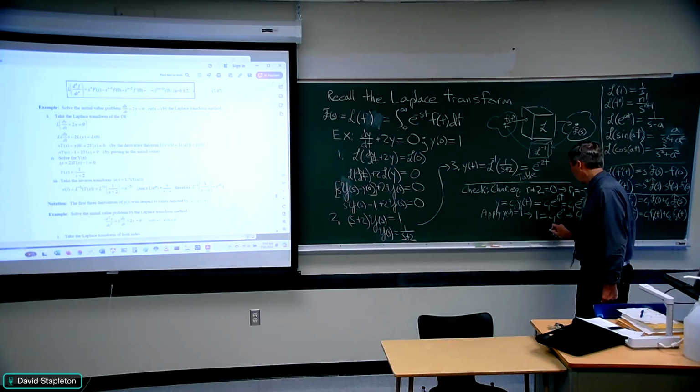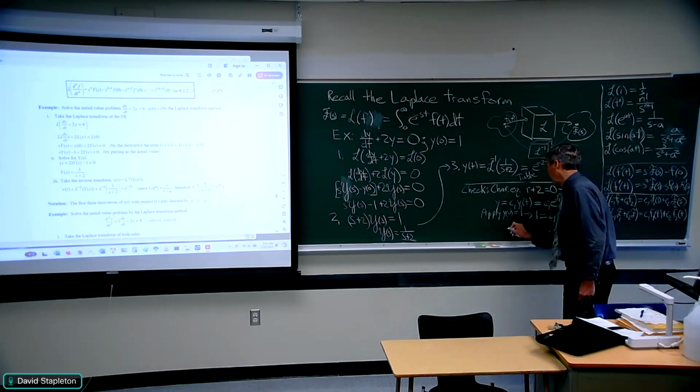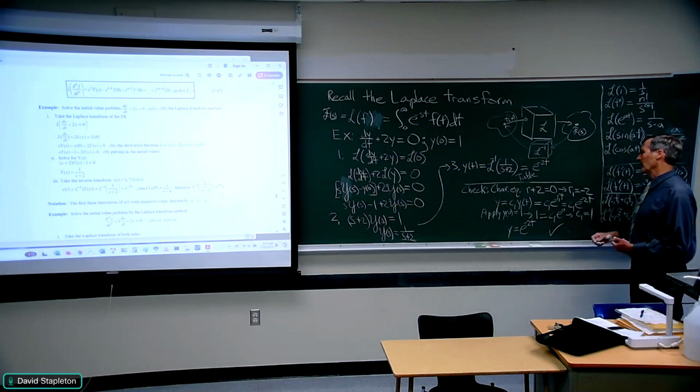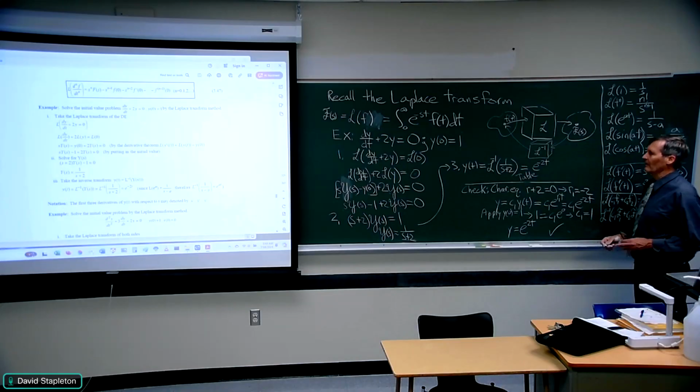And sure enough, check: if C1 equals 1 and y is C1 e to the -2t, we get that y equals 1 e to the -2t. So that's verified by using the constant coefficients method for this first order equation. It's longer than constant coefficients when you happen to have constant coefficients, but it still has advantages.